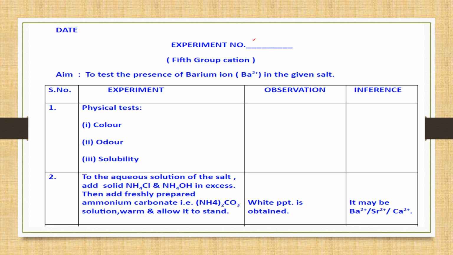So in this experiment, we will test the presence of barium, which belongs to group 5: barium, strontium and calcium. So we'll write the aim: to test the presence of barium ion in the given salt, which is Ba with 2 positive charge.